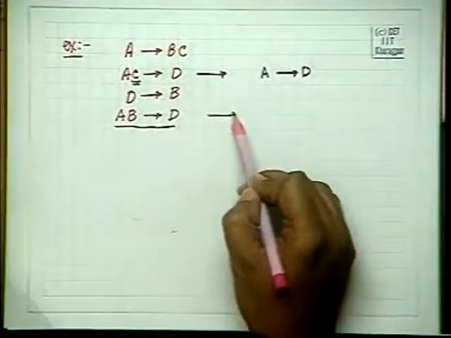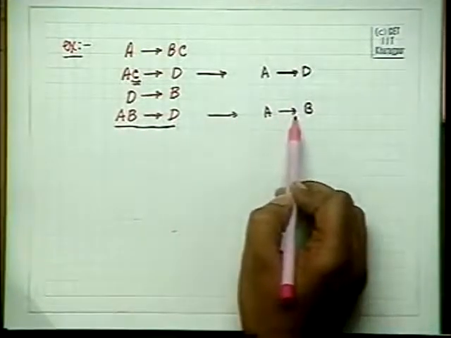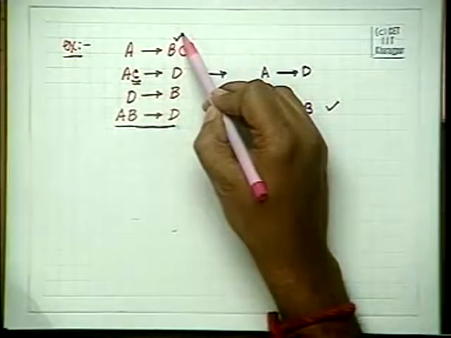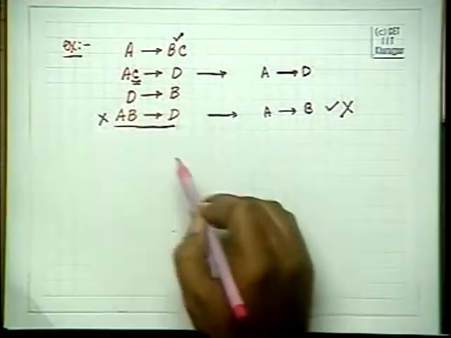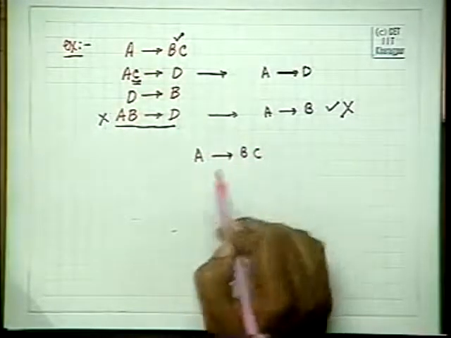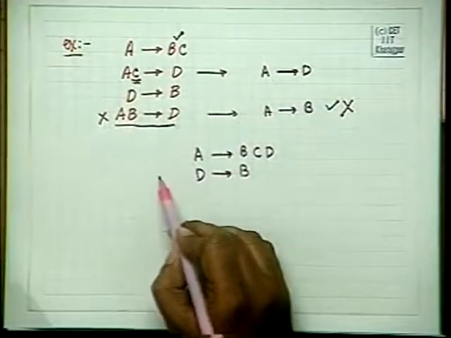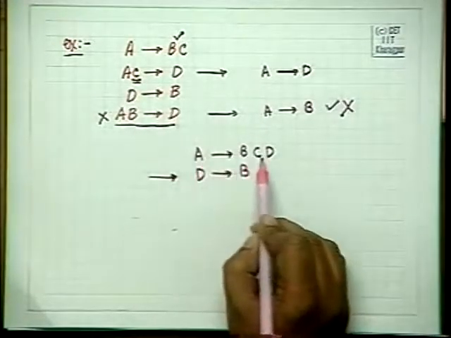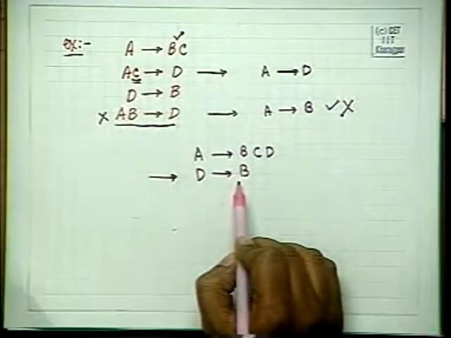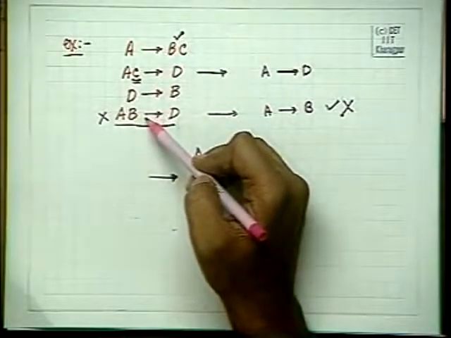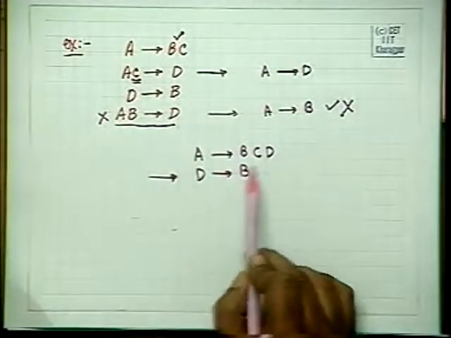Similarly, we can remove this and write A goes to B, and A goes to B is here, A goes to B is also here. So this one is useless. So this is out, and we are left with only two, A goes to BC, D, and D goes to B. Remember, D goes to B cannot be removed. Even if A to D is there, D goes to B does not get removed, because D goes to B is separate. Therefore, we will remove these, the redundant attributes on the left as well as on the right, and we will write it out this way.